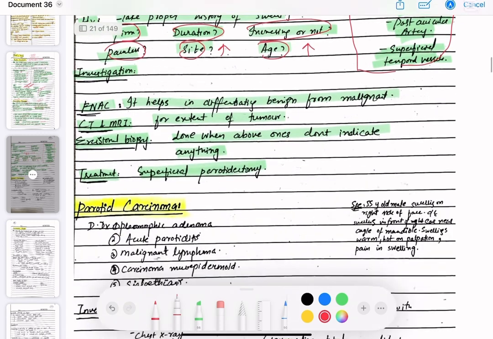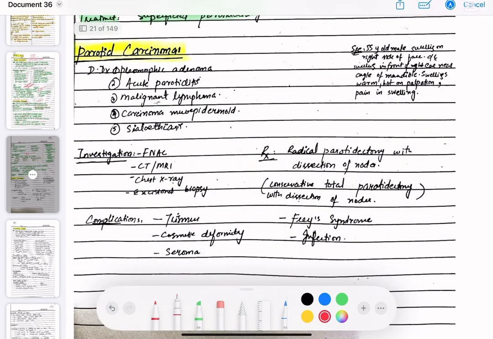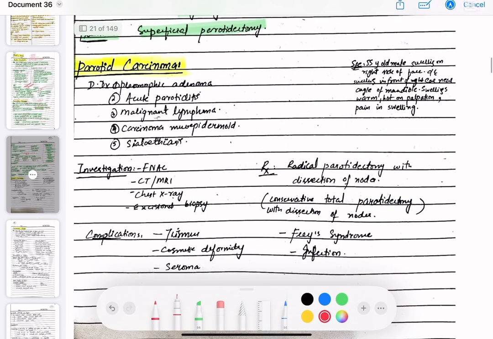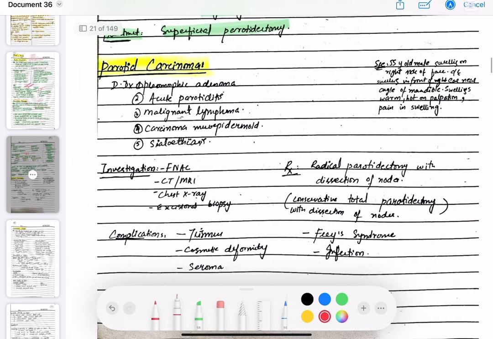Now coming to the next topic, that is parotid carcinoma. We have studied the inflammation of the parotid gland, then the adenoma of the parotid gland, which is slowly growing, painless, and has a chronic history. Now we are going to study parotid carcinoma. The differential diagnoses are the same: pleomorphic adenoma, acute parotitis, malignant lymphoma, and carcinoma.